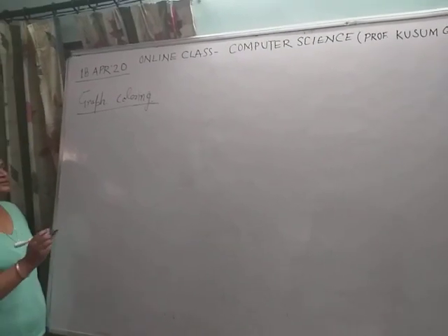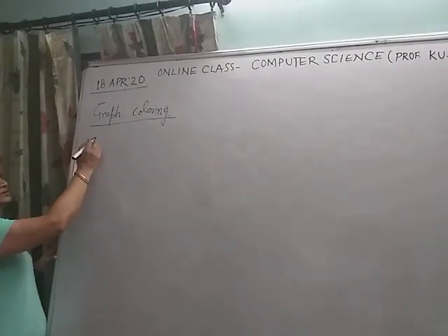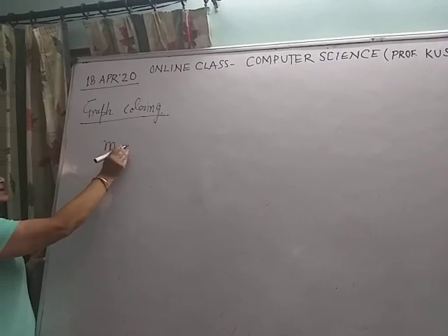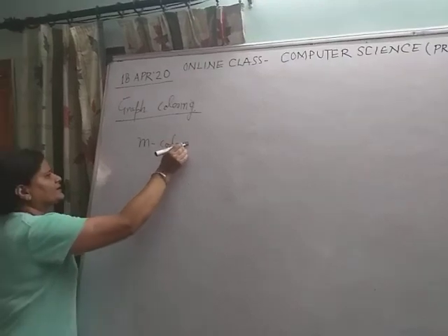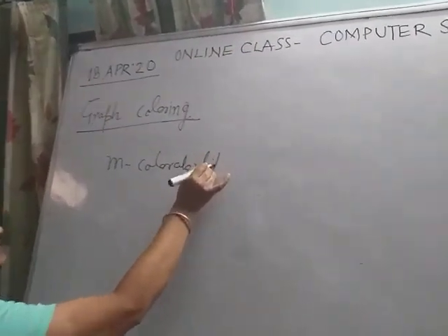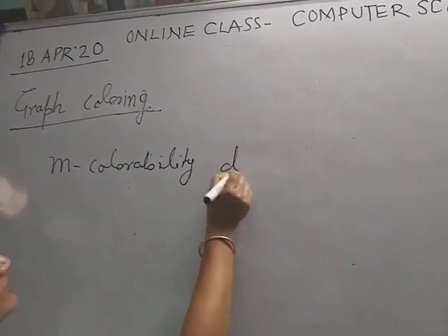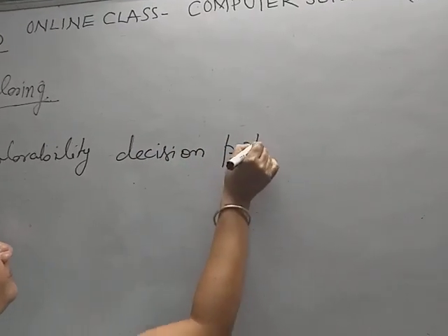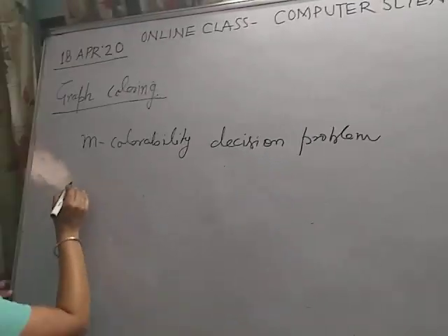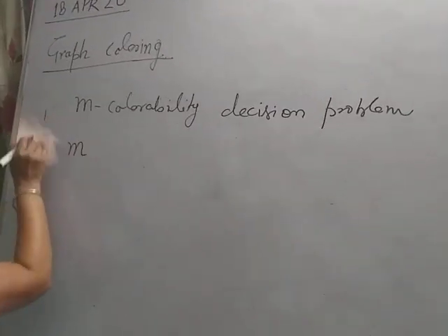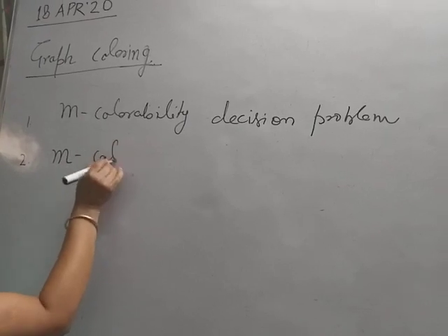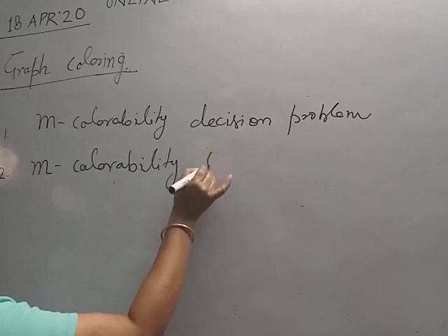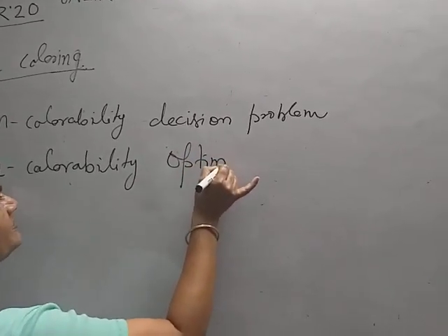As I discussed earlier, there are two problems related to graph coloring. One is the M colorability decision problem, and the second is the M colorability optimization problem.